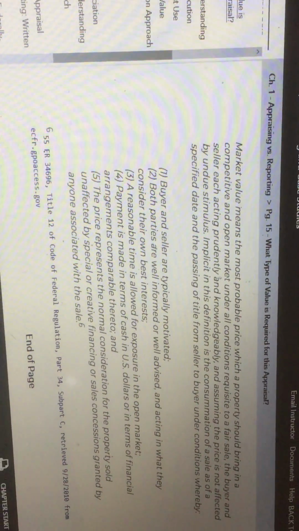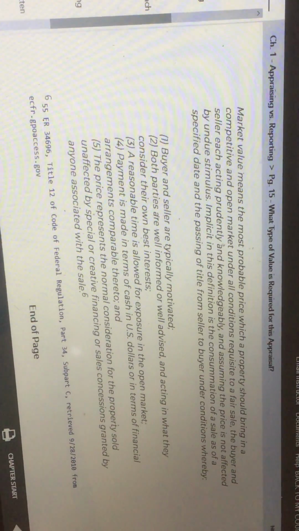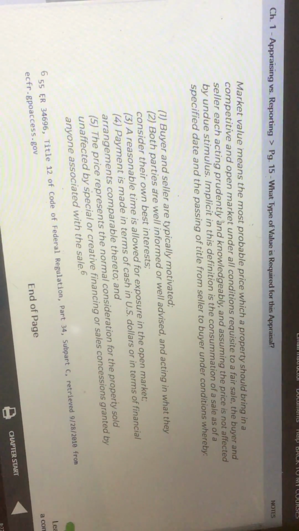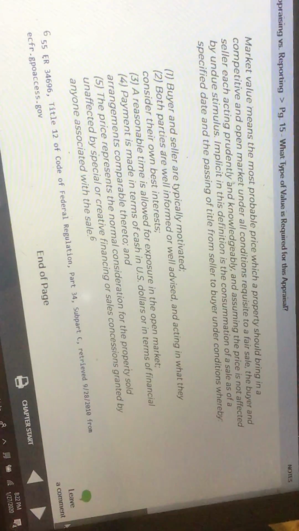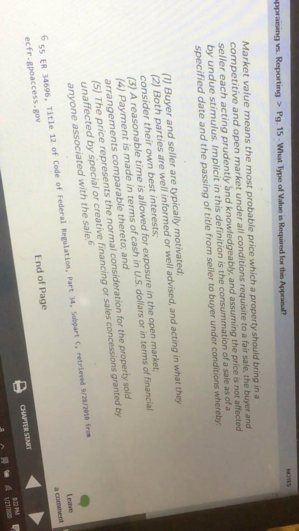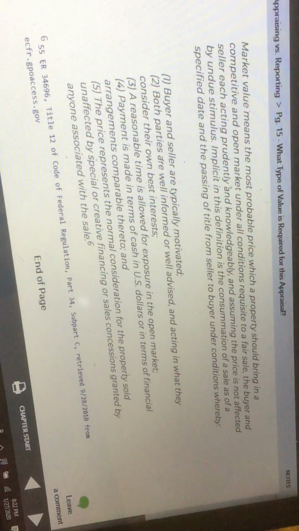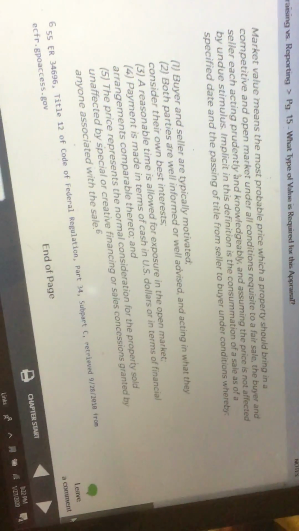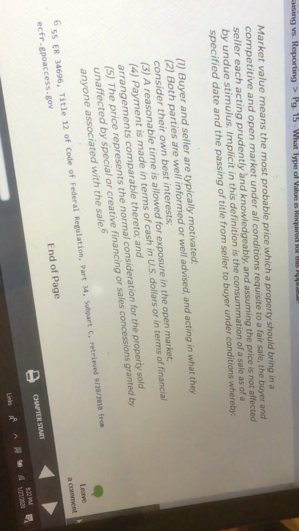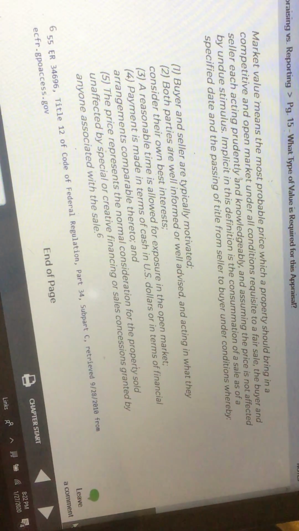Market value means the most probable price which a property should bring in a competitive and open market under all conditions requisite to a fair sale, the buyer and seller each acting prudently and knowledgeably, and assuming the price is not affected by undue stimulus.